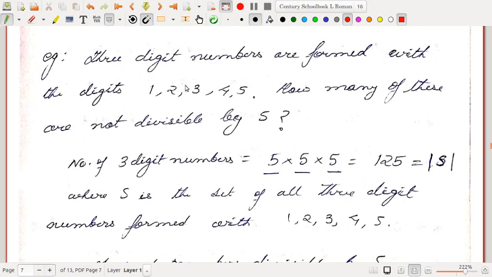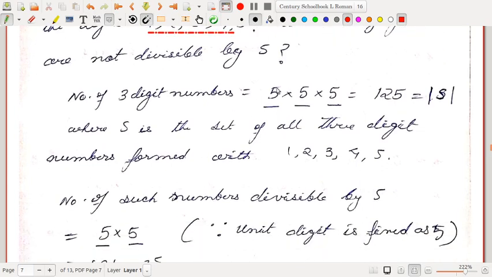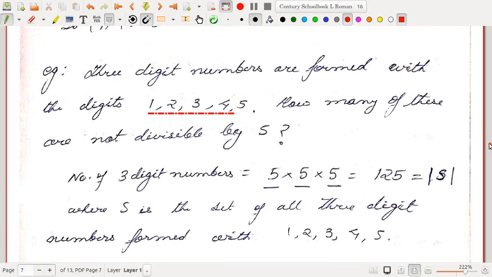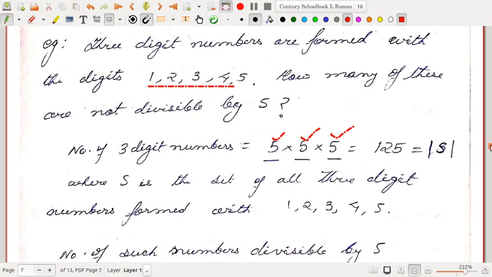Three digit numbers are formed with the digits 1, 2, 3, 4, 5. How many of these numbers are not divisible by 5? So the number of three digit numbers that can be formed is 5 into 5 into 5. We have already explained this for the case of two digits. Here, for three digits, the digits are given as 1, 2, 3, 4, 5, so there are five digits. The first place can be filled in five ways, the second place in five ways, and the third place also in five ways. So there are 125 total options. So this is the number of elements of S.